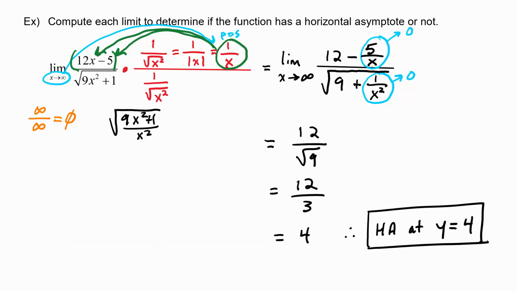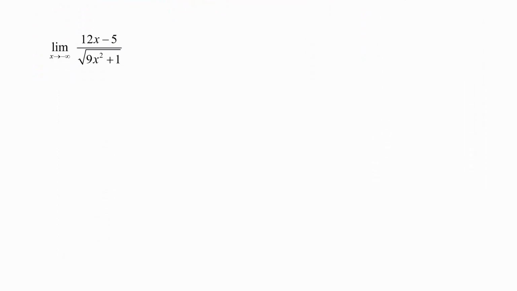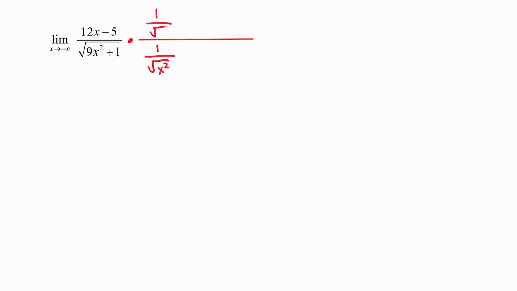So now let's look at what happens when x goes to negative infinity in the limit. Once again, if we tried direct substitution, we would get infinity over infinity, which is indeterminate. So we're going to multiply by 1. Because of this square root of x squared in the denominator, that tells us the form of 1 that we are going to use.